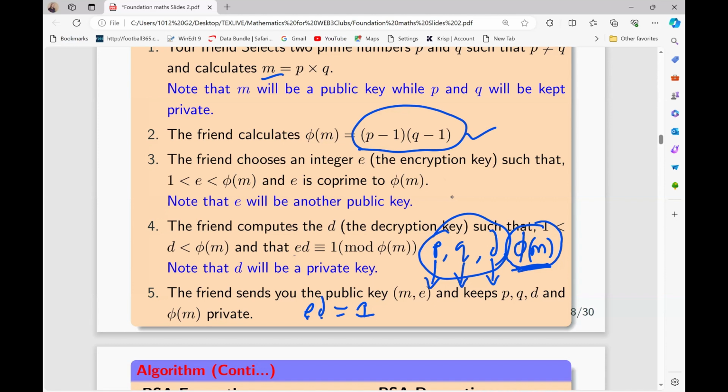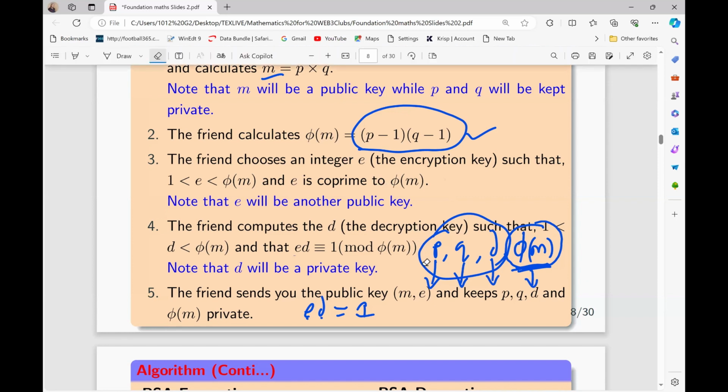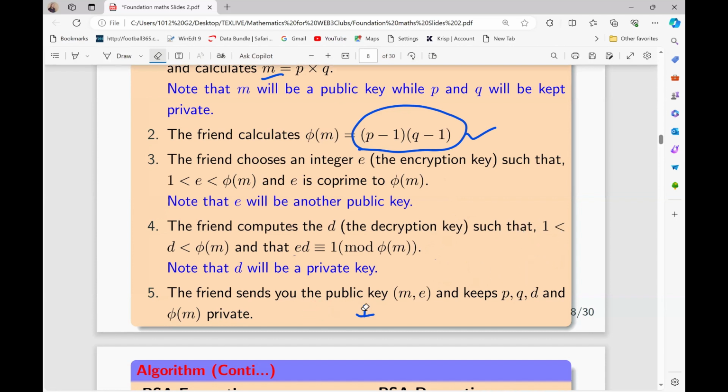He's able to get D once he gets access to this phi of M. So phi of M is also supposed to be private. But what your friend is supposed to make public is M and E, not M and D. He has made M and E public.